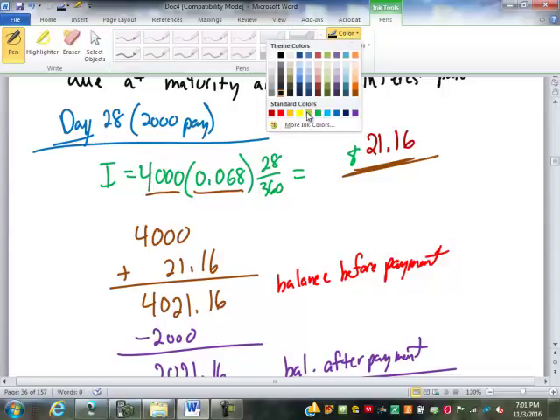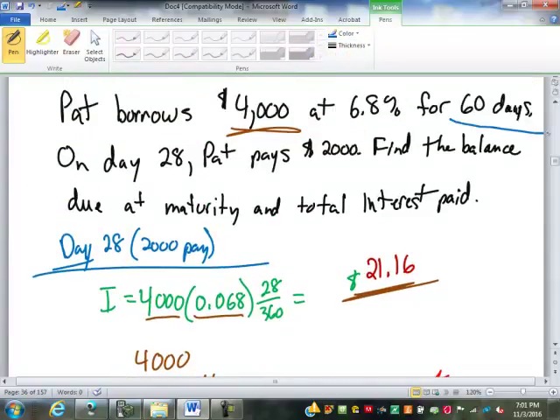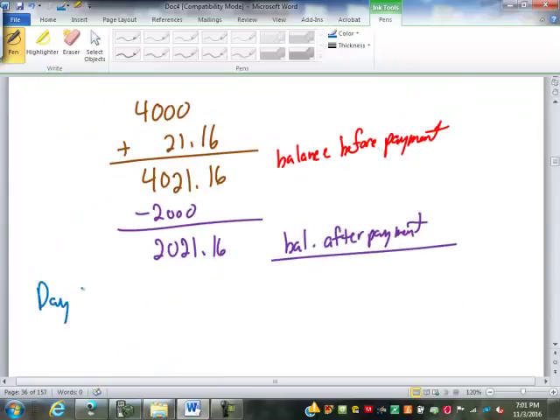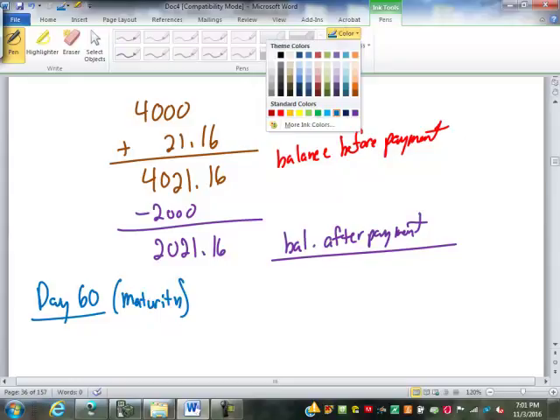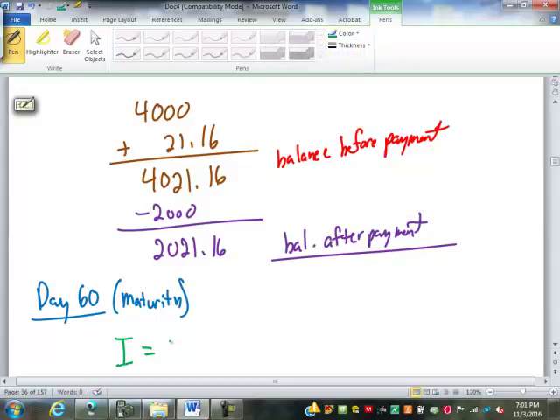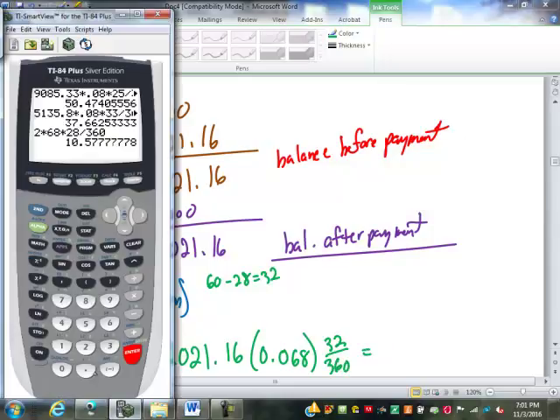So then our next action is going to be on the final day, which is day 60. It's a 60-day note. On day 60, of course, that is maturity. So we have to find out the interest that is built up. So we're going to use 2021.16 times 0.068. And we do have 60 days minus 28, which is going to be 32 days. 32 over 360. So 2021.16 times 0.068 times 32 divided by 360. $12.22.